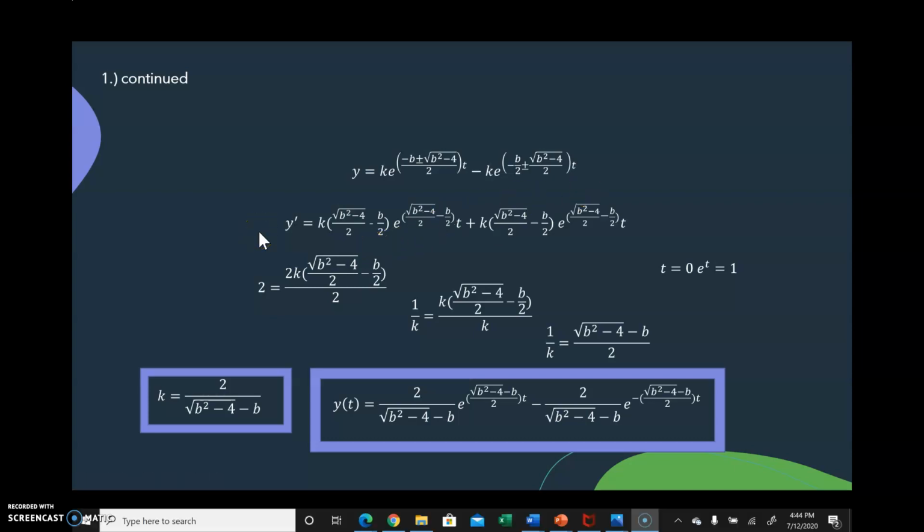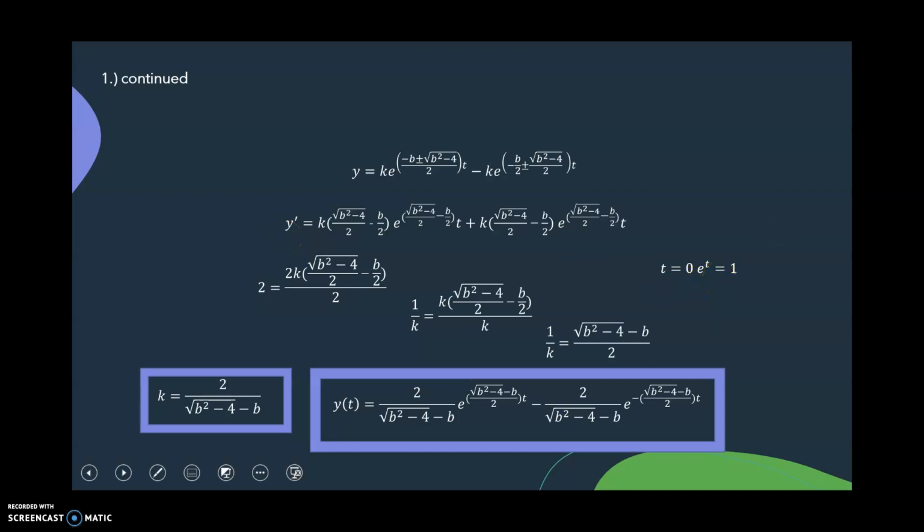Now we've got to take the derivative of y, which equals k times the square root of b squared minus 4 minus b, all divided by 2, times e to the square root of b squared minus 4 minus b, all divided by 2, times t, plus k times the square root of b squared minus 4 minus b, all divided by 2, times e to the square root of b squared minus 4 minus b, all divided by 2, times t. We know t equals 0, so e to the t power will be equal to 1.